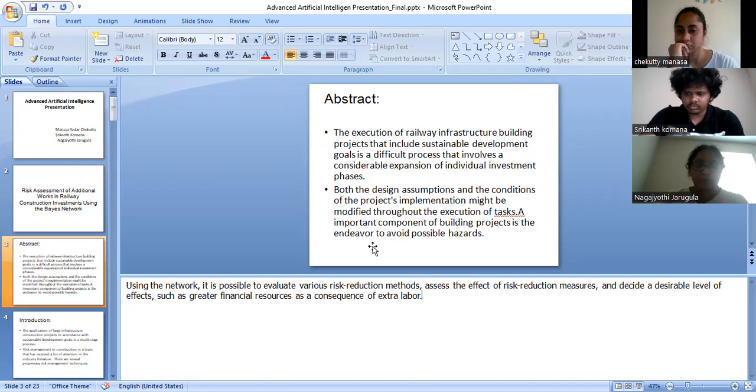Using the Bayes network, it is possible to evaluate various risk reducing methods. Assume the effect of the risk reduction measures and decide a describable level of effects, such as great financial resources as a consequence of extra labor. Both the design assumptions and the conditions of the project's implementation might be modified throughout the execution of the task. An important component of building projects is the endeavor to avoid possible hazards.